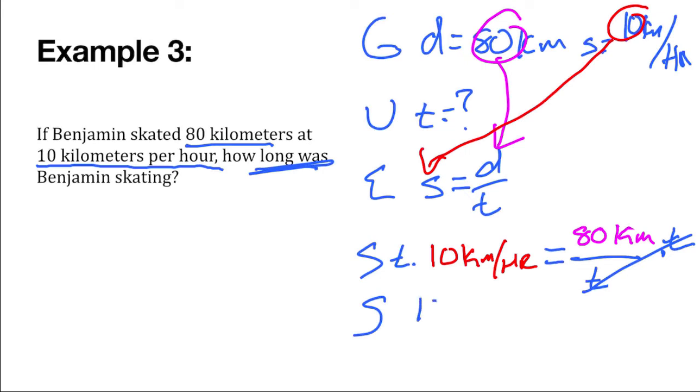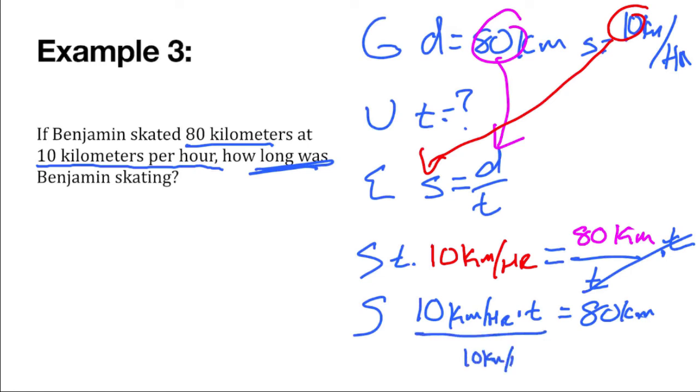So if I rewrite this, I have 10 kilometers per hour times the time equals 80 kilometers total. Well, we want to get t by itself. So what's happening to the t? We're multiplying. So to undo multiplication, we would divide by 10 kilometers per hour on both sides. Notice my kilometers are going to cancel out, so all I'm left with is hours.